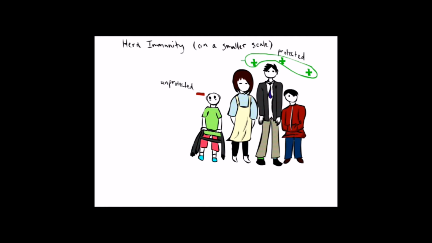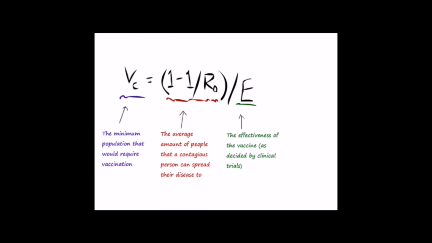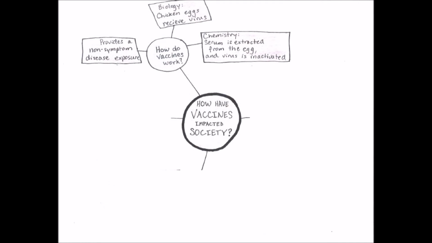Most diseases are spread through schools, leading to an increase in district-mandated vaccinations. Through using an equation, one can predict a minimum proportion of people that need to be vaccinated to guarantee herd immunity. To summarize, vaccines provide a non-symptom exposure to disease.